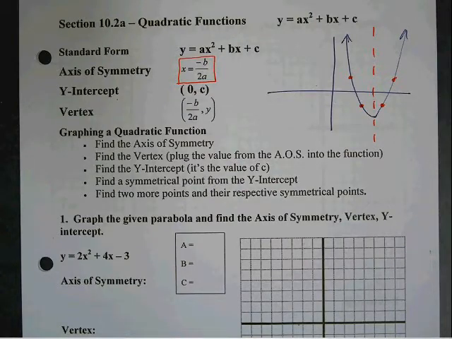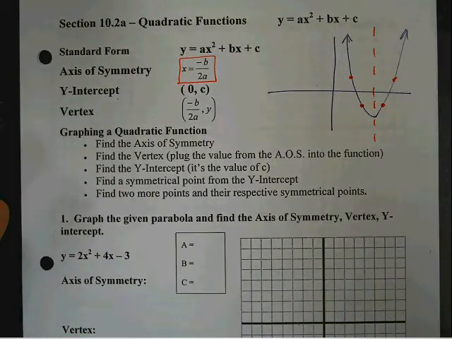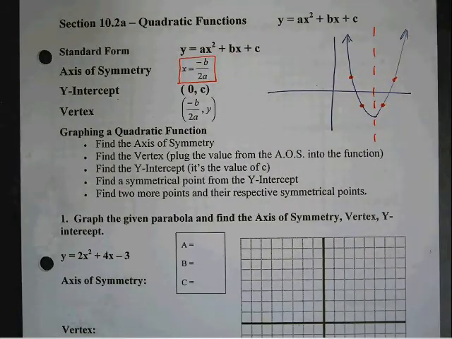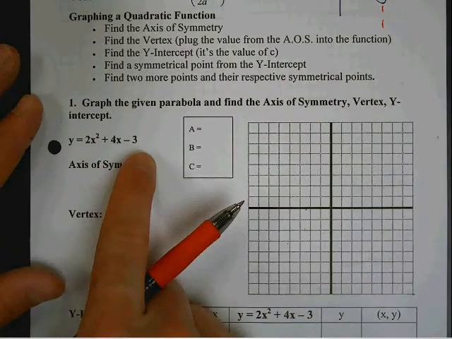And so once we identify the values of a, b, and c, everything focuses on that axis of symmetry. So let's look down at example 1, and we'll refer to the sideboard or our notes up here in terms of our steps to go through. But all we're trying to do is show you how to get 5 or 6 points to accurately graph the parabola. You sketch it and you're done. So here we go. First one, 2x squared plus 4x minus 3.